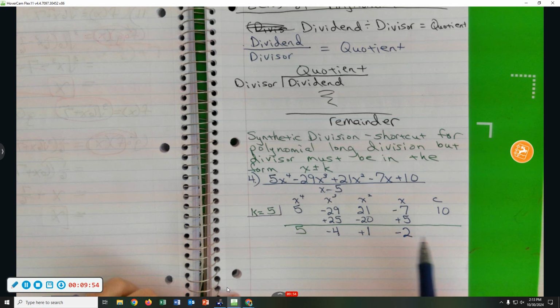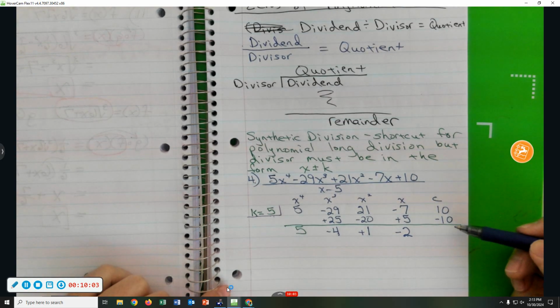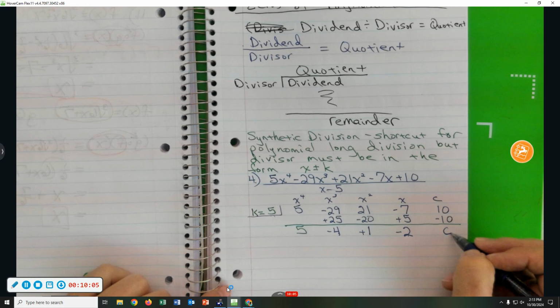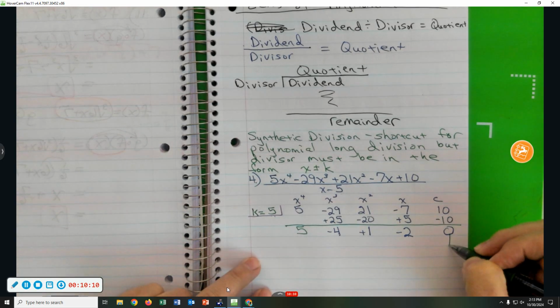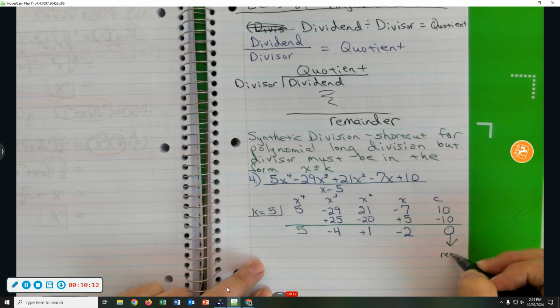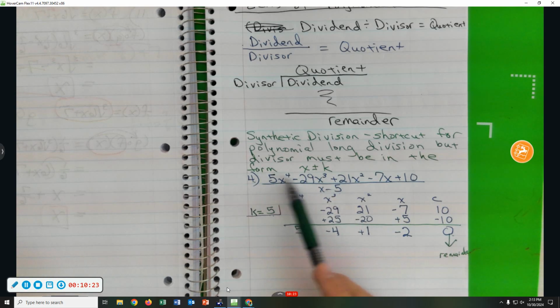Let me keep on going. Negative 2 times positive 5 gives us a negative 10. 10 minus 10 gives me a 0. This last number is the remainder. So in this case, we have a remainder of 0. That means x minus 5 divides evenly into the dividend.